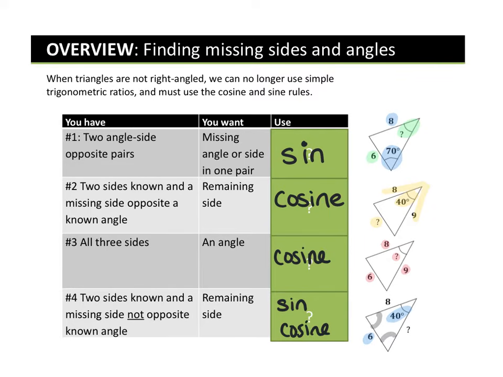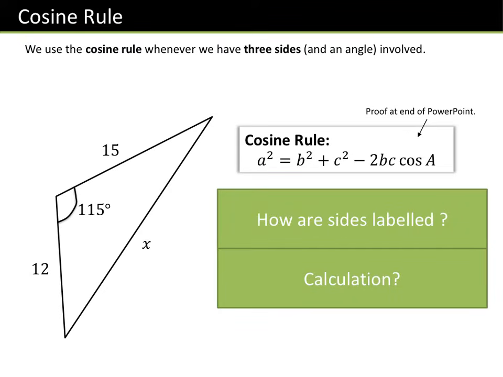So, yeah, you could use the sine rule twice. So there's two ways. We could use the sine rule and the cosine rule, or the sine rule and the sine rule, okay? Either way will get you the same answer. So, the cosine rule.